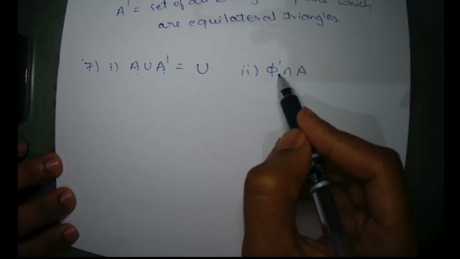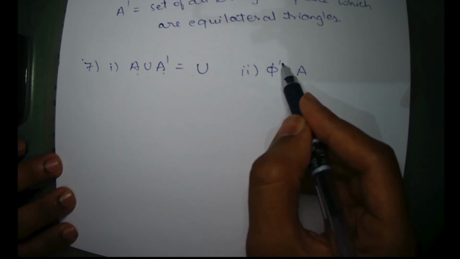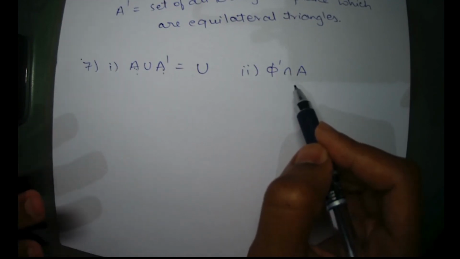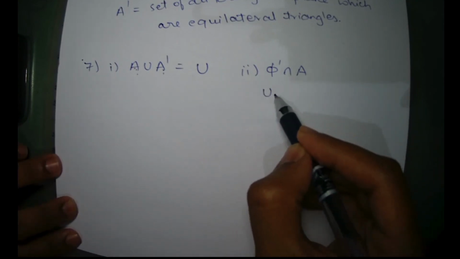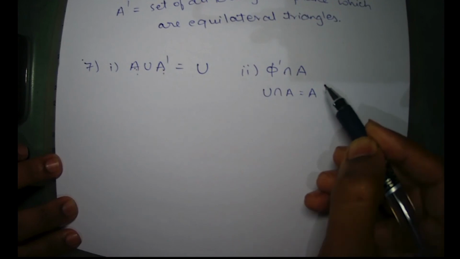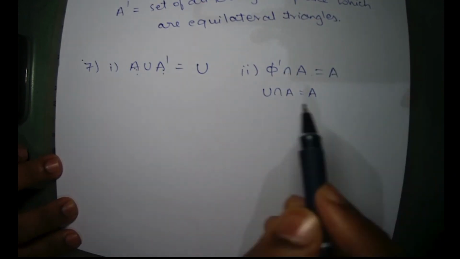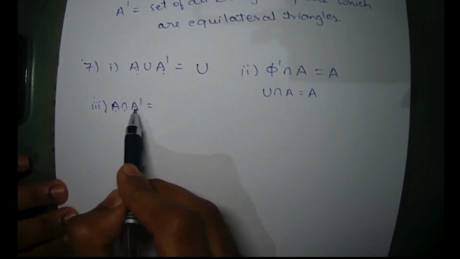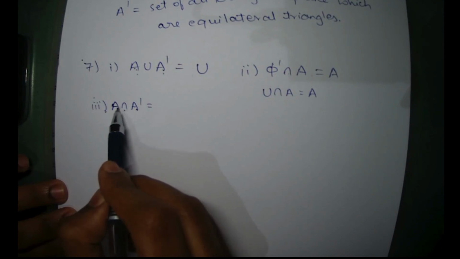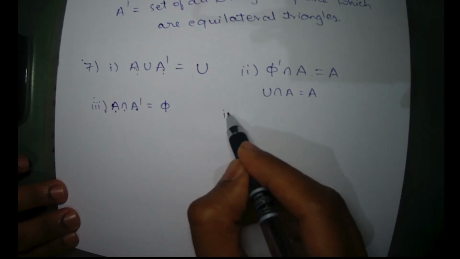So the second question is (null set) dash intersection A. Null set means no terms are present in that set. So dash of null set is the universal set, which contains all the terms. We have learned that the universal set intersection with any set is the same set. So (null set) dash intersection A will give us set A itself. Coming to the third question, A intersection A dash. A dash contains terms which are not present in A. So A and A dash don't have any common terms. So A intersection A dash will give us a null set.